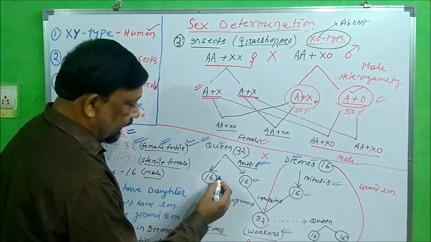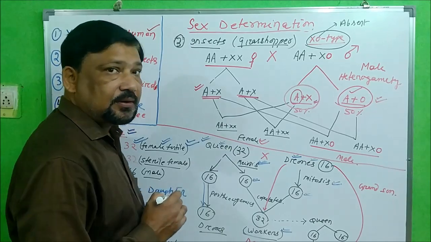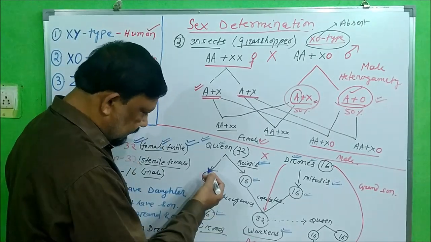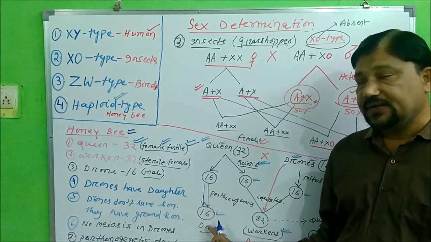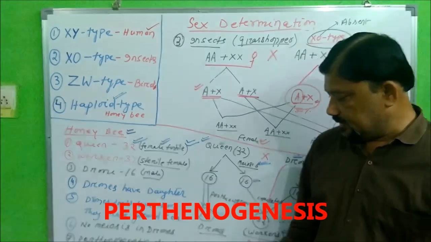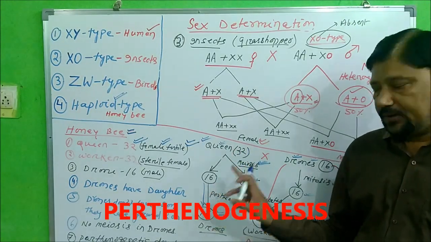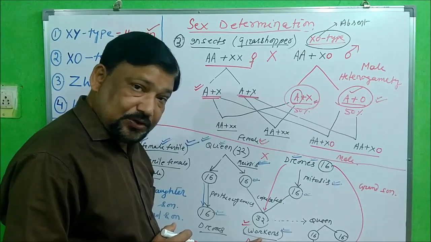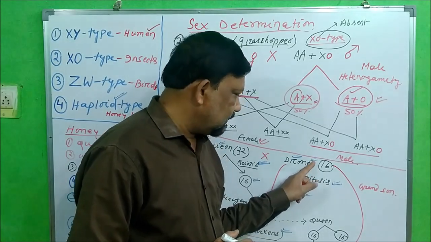produce workers, the sterile females. And the remaining ovums, which are not fertilized by the drone, undergo development without fertilization and produce drones. The formation of young ones from a gamete without fertilization is called parthenogenesis. So, this is parthenogenetic development of drones from the queen's egg. Got my point? Now, you see one more thing. This drone is the father of these workers, or you can say these workers are the daughters of this drone.